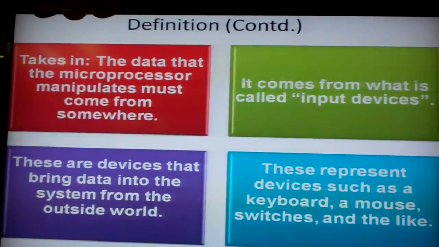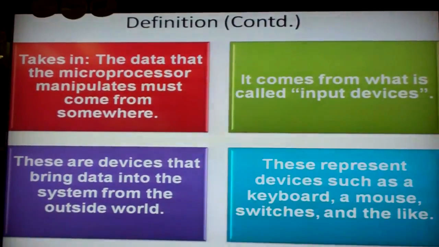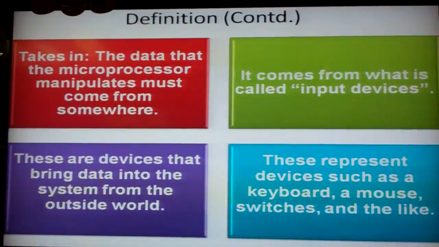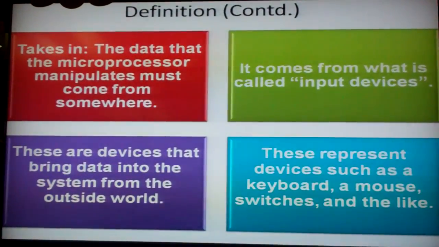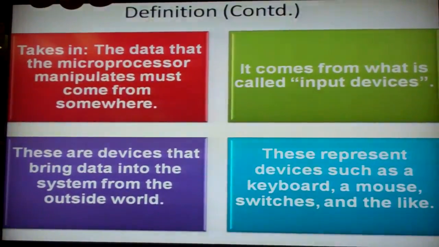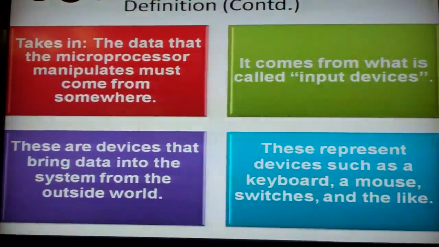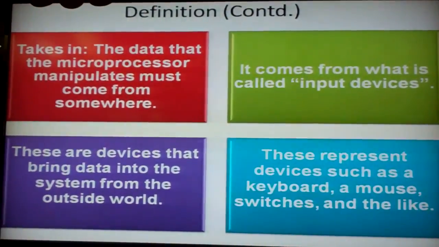What it takes in is the data that the microprocessor manipulates. It must come from somewhere. Where should the data come from? It comes from what are called input devices. These devices bring data into the system from the outside world. And what are these devices? They are the keyboard, mouse, switches and the like.